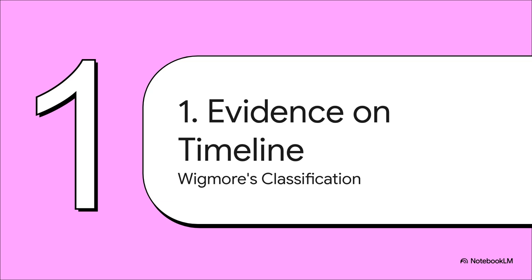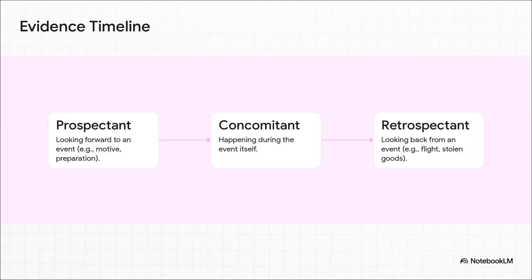Look, to really get a grip on concomitant evidence, you first have to see where it fits in the grand scheme of things. And for that, we can thank the legal scholar Wigmore. He gave us a really clear, simple way to classify evidence based on its timing. Wigmore's timeline is super helpful. Think of it like this.